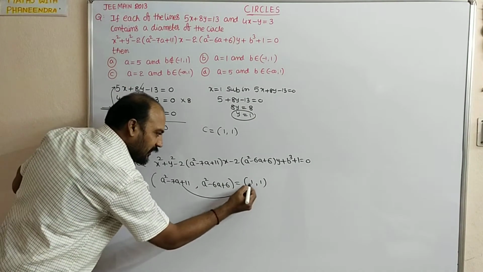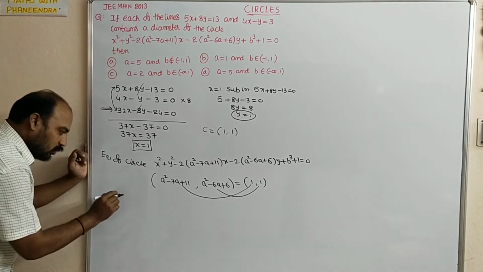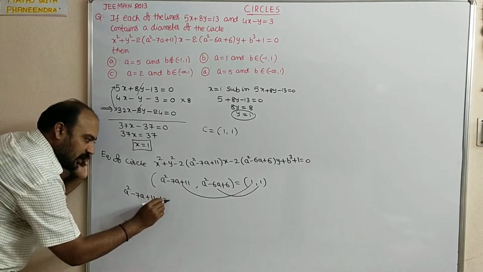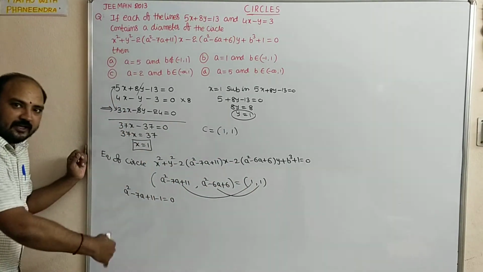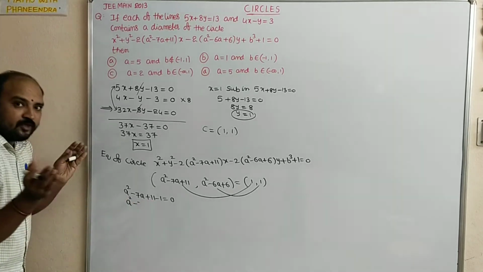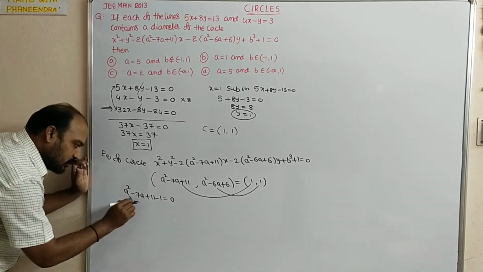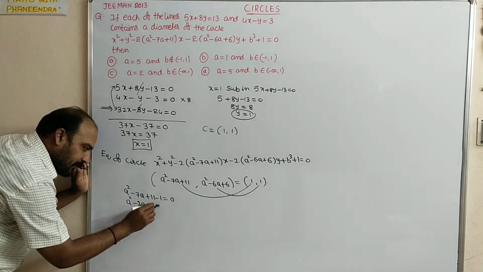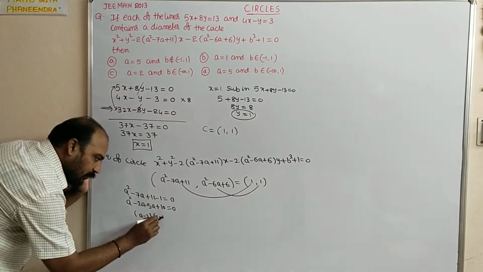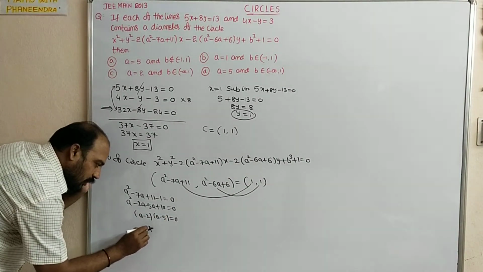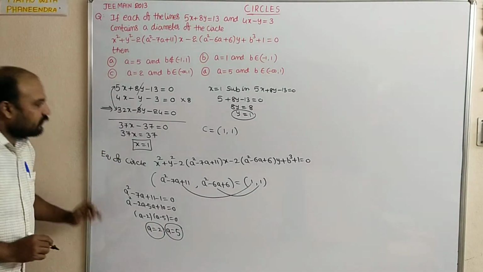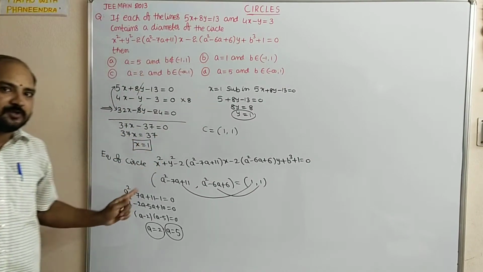Equating these two, a square minus 7a plus 11 minus 1 equal to 0. So a square minus 7a plus 10, factorization 5 into 2: a square minus 2a minus 5a plus 10 equal to 0. We can write it as (a minus 2) into (a minus 5). So a is equal to 2 and a is equal to 5. These are the possibilities of a, and here the possibility is also given in the options.